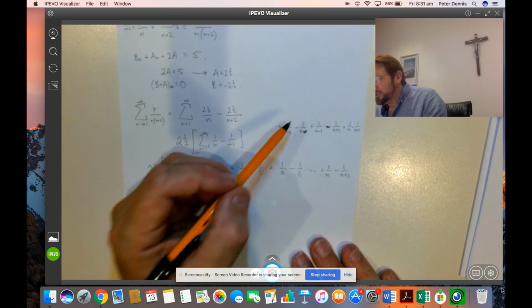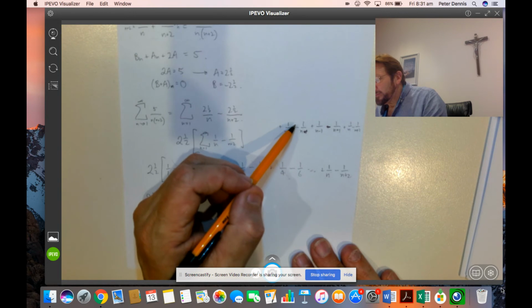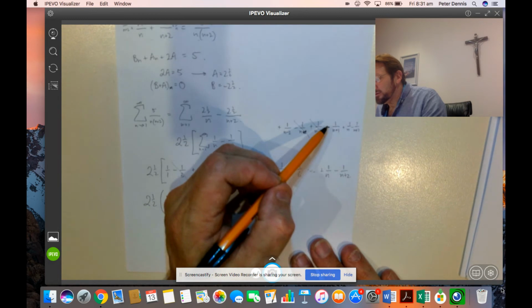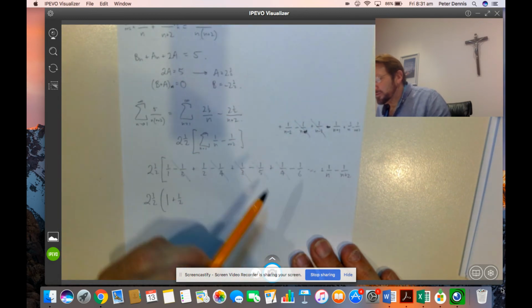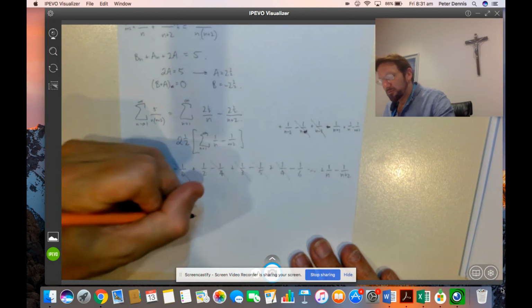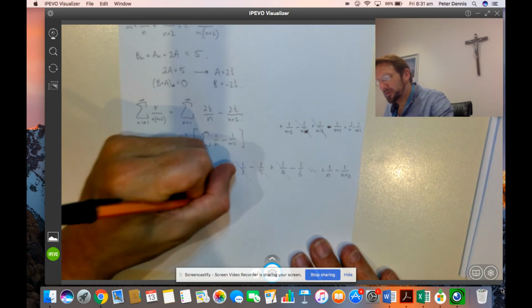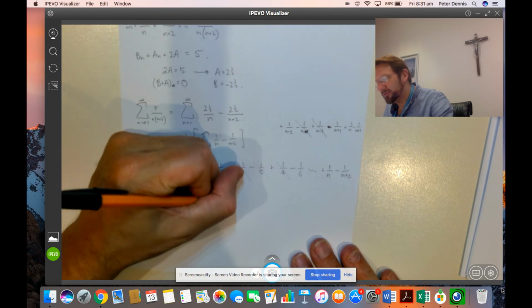Well, if you can read my writing, this will cancel out with this, and everything will cancel out except for the minus 1 over n plus 1, because nothing cancels out with that, and the minus 1 over n plus 2, nothing cancels out with that.